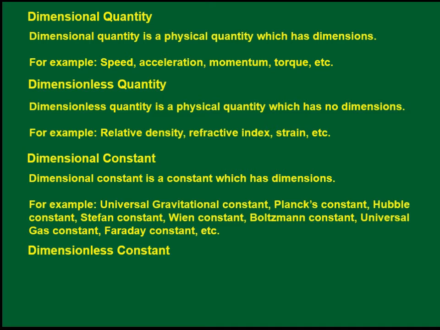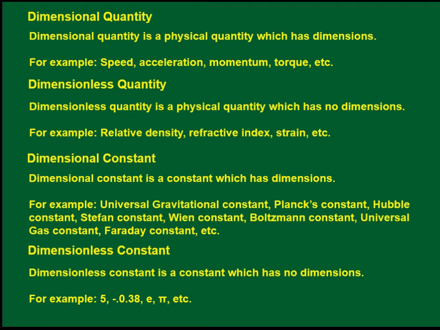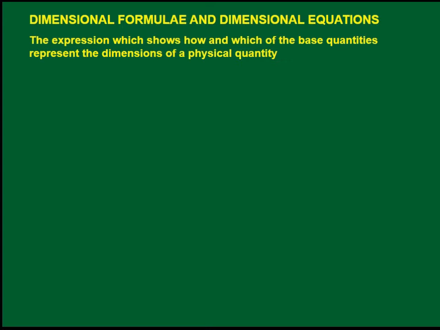I am talking about dimensional formula and dimensional equations now. The expression which shows how and which of the base quantities represent the dimensions of a physical quantity is called the dimensional formula of the given physical quantity. Example, the dimensional formula for volume, you can write it only L cube or M to the power 0 L cube T to the power 0. The dimensional formula of speed is M to the power 0 L T to the power minus 1. The dimensional formula for acceleration is M to the power 0 L T to the power minus 2.